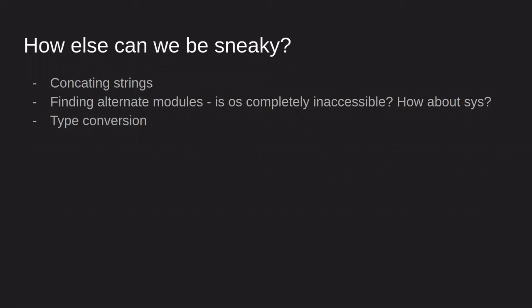You do it by concatenating strings, finding alternate modules that might be installed in the system but haven't been filtered out, by doing weird type conversion. One of the places that is really useful to check out is code golfing on Stack Overflow, because the people over there use all sorts of weird tricks to try and lower their character count.